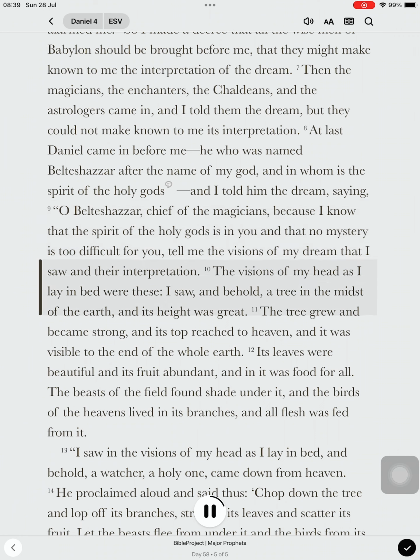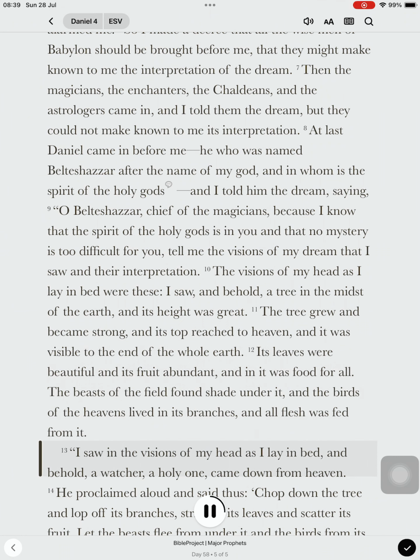The visions of my head as I lay in bed were these. I saw, and behold, a tree in the midst of the earth, and its height was great. The tree grew and became strong, and its top reached to heaven, and it was visible to the end of the whole earth. Its leaves were beautiful and its fruit abundant, and in it was food for all. The beasts of the field found shade under it, and the birds of the heavens lived in its branches, and all flesh was fed from it.